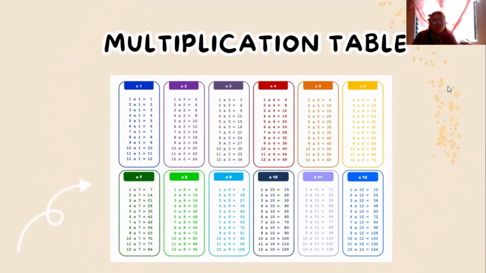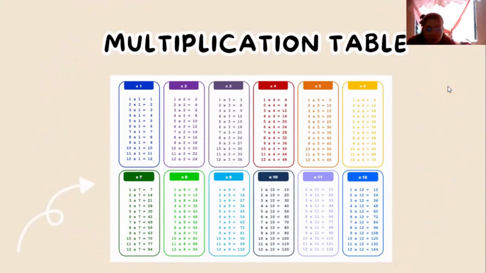1 times 2 equals 2. 2 times 2 equals 4. 3 times 2 equals 6. 4 times 2 equals 8. 5 times 2 equals 10. 6 times 2 equals 12. 7 times 2 is 14. Then 8 times 2 is 16. 9 times 2 is 18. And 10 times 2 is 20. 11 times 2 is 22. 12 times 2 is 24.